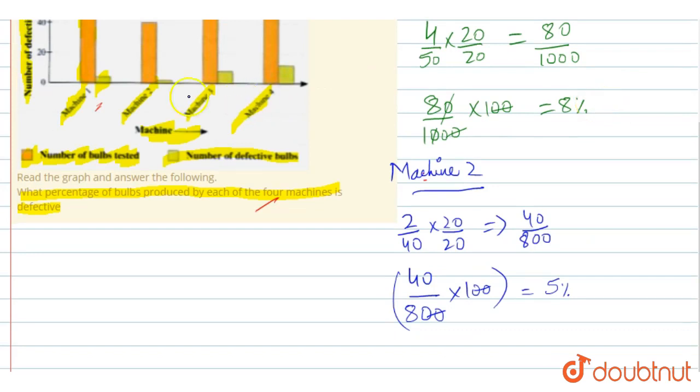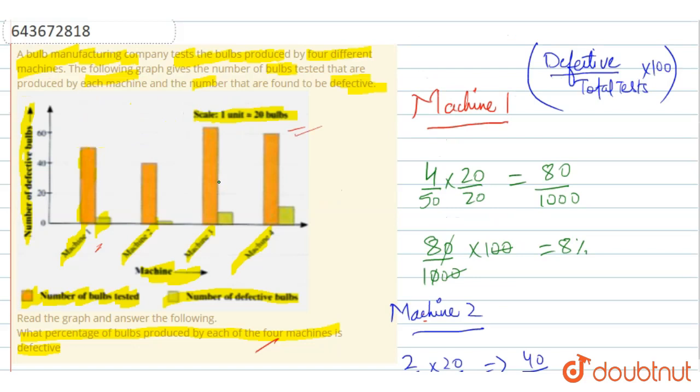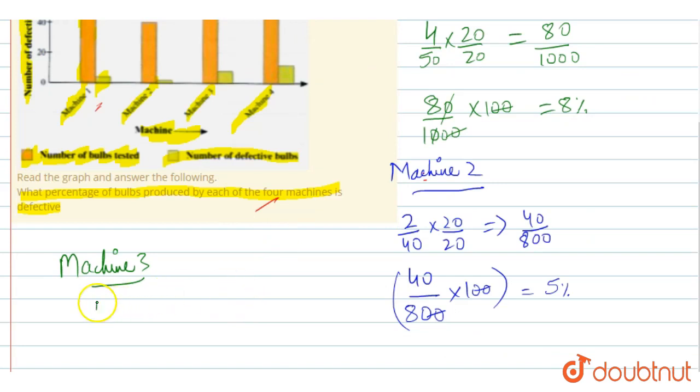And for machine 3, let's come to the third portion. As we can see in machine 3, only 4 units are defective and 60 units are the total tested. So it is 4 upon 60 into 20 upon 20. 4 is the unit for defective bulbs, 60 is the unit for the total number of bulbs tested. If we simplify this, it becomes 480 upon 1200.